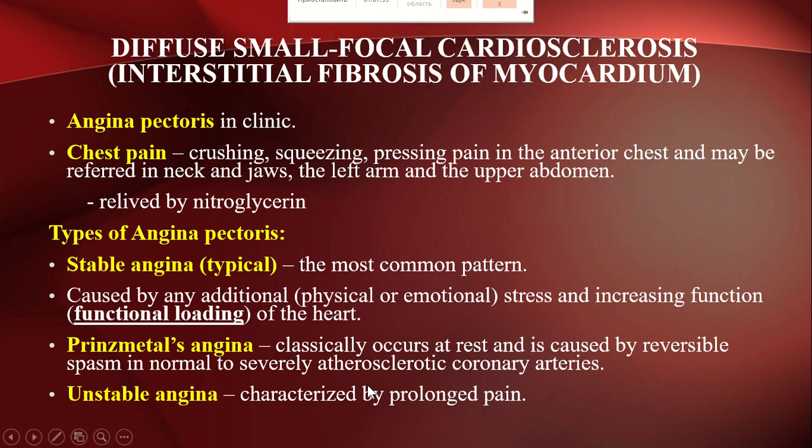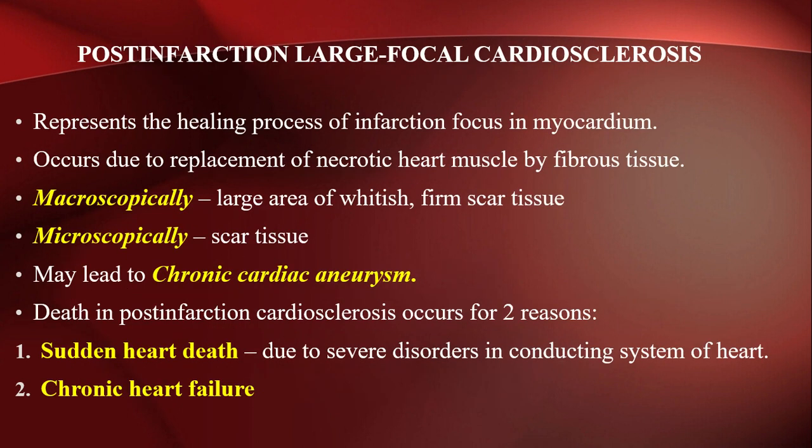Now the clinical features of diffuse small focal cardiosclerosis: it develops after atherosclerosis and hypertension. Now let's discuss post-infarction large focal cardiosclerosis, which represents the healing process of an infarction focus in the myocardium, occurring through the replacement of necrotic heart muscle by fibrosed tissue. Macroscopically, we see a large area of whitish firm scar tissue. Formation of the scar tissue may lead to chronic cardiac aneurysm.